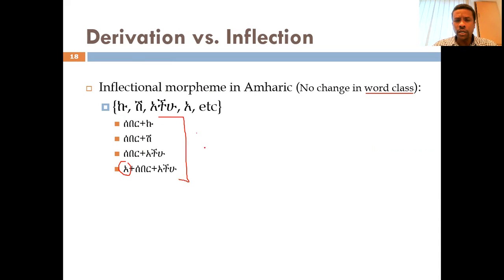So as you can see in here, in all the cases, the words are verbs. Sabbarku, sabbarsh, sabbarachu, asabbarachu, all of them are verbs. So the meaning has changed somehow because the meaning of sabbarku and sabbarsh are quite different.